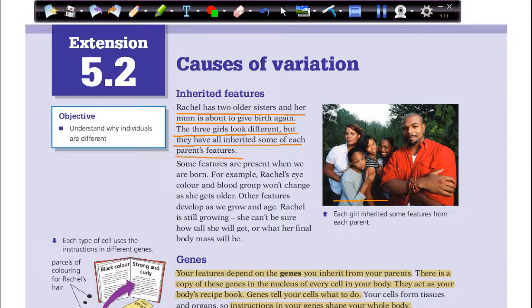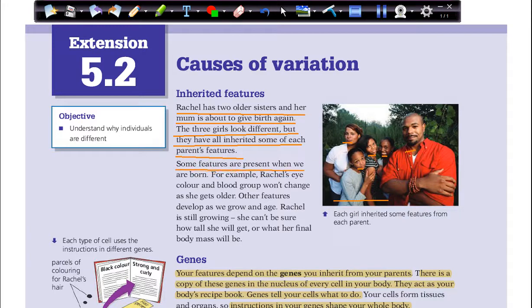So look at this picture. These three sisters are different, but they have inherited some of their features from father and mother. You can look at this girl's skin color, it looks a little bit like the mother. This one is darker than the father and the mother, and this one is like the father. So why do you look different?